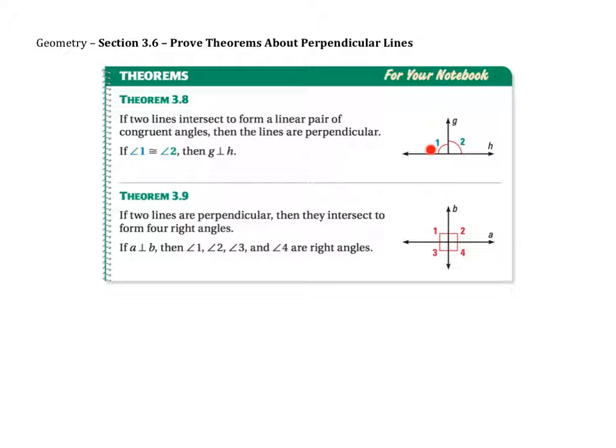So if angle 1 is congruent to angle 2 and they're a linear pair, then angle 1 and angle 2 are right angles, meaning that G is perpendicular to H, just like it states.